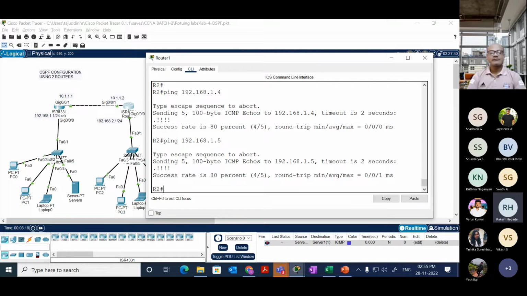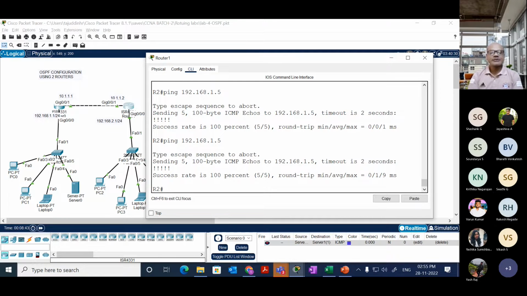But it is 80% reachability. Why not 100? The first packet will be dropped because of ARP. If you ping once again, it will not drop your packets. So this is a very simple lab that we did.